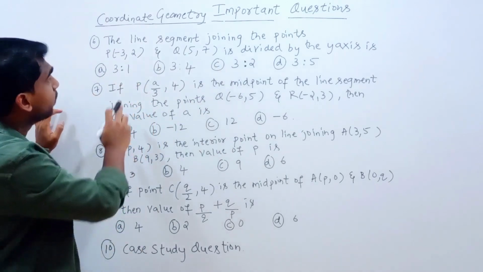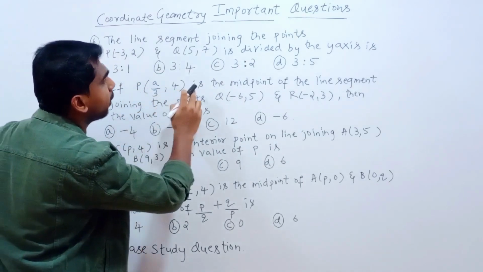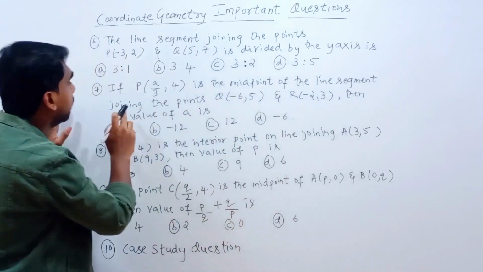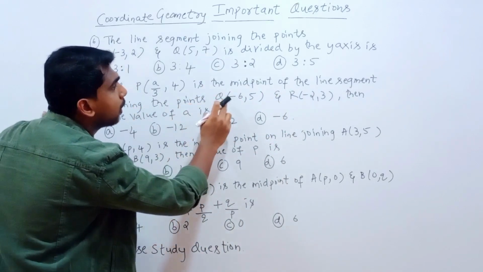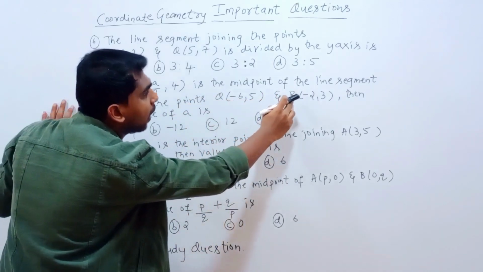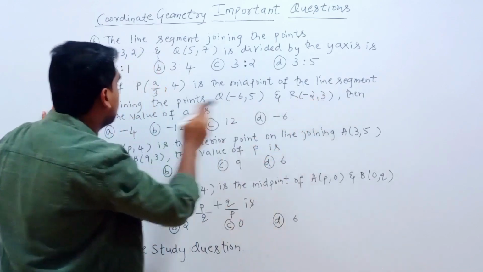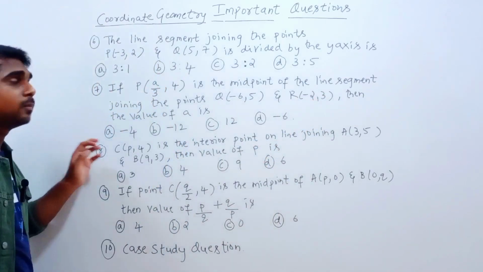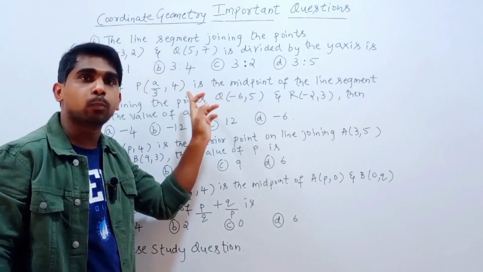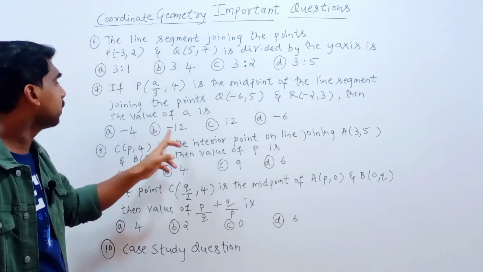Now seventh question. If P(a/3, 4) is the midpoint of the line segment joining the points Q(-6, 5) and R(-2, 3), then the value of a is. Here if you apply the midpoint formula, then we will get the value of a.